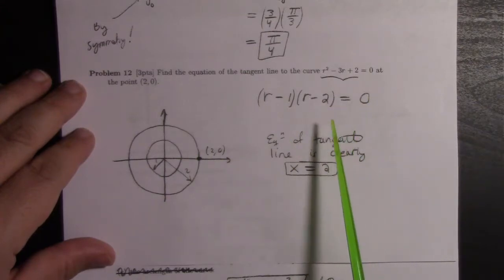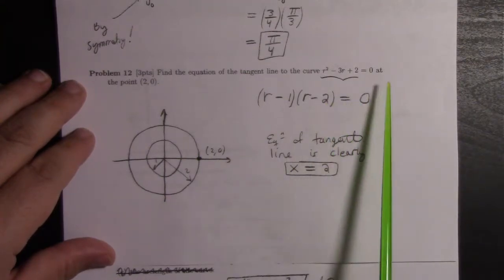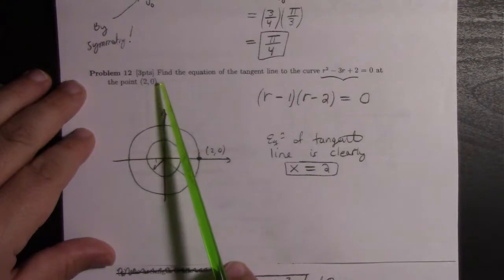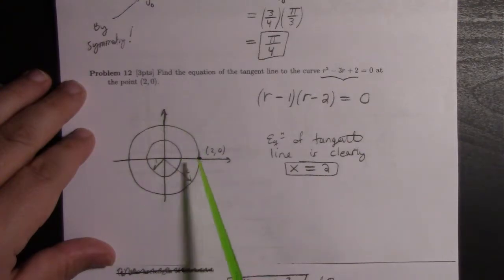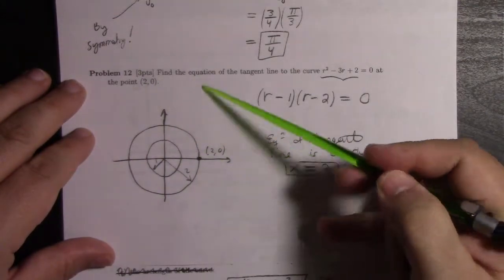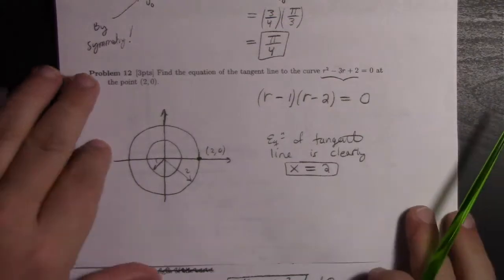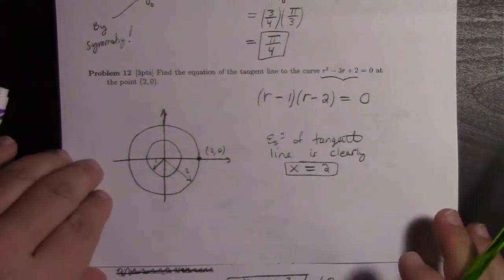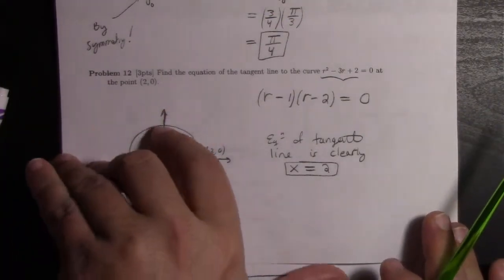And so you don't need equations or anything fancy. When you want to find the equation of the tangent line at 2, 0, you look at it and go, oh, it's vertical. It's just x equals 2, right? So there's no fancier stuff going on there. You just got to be geometric.